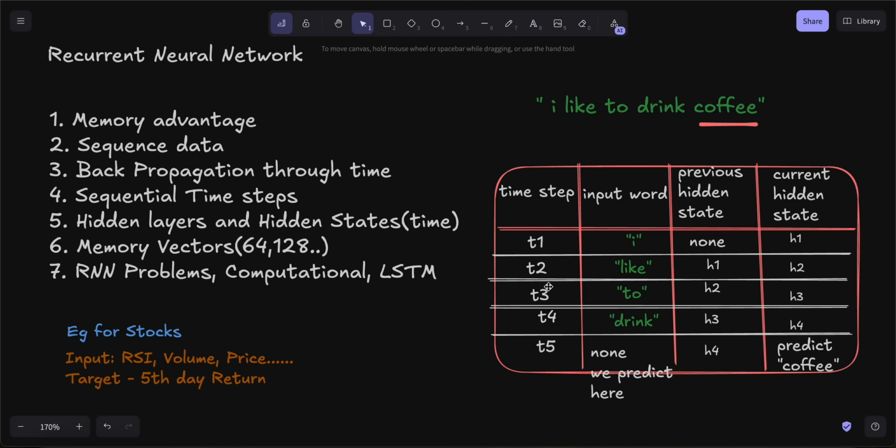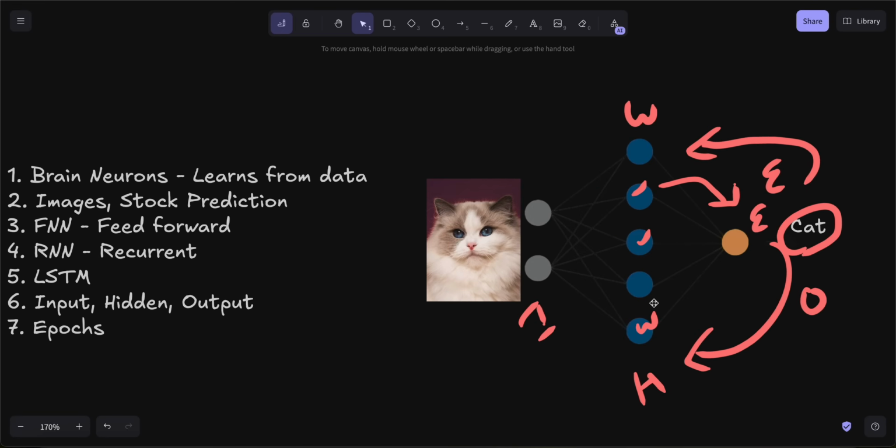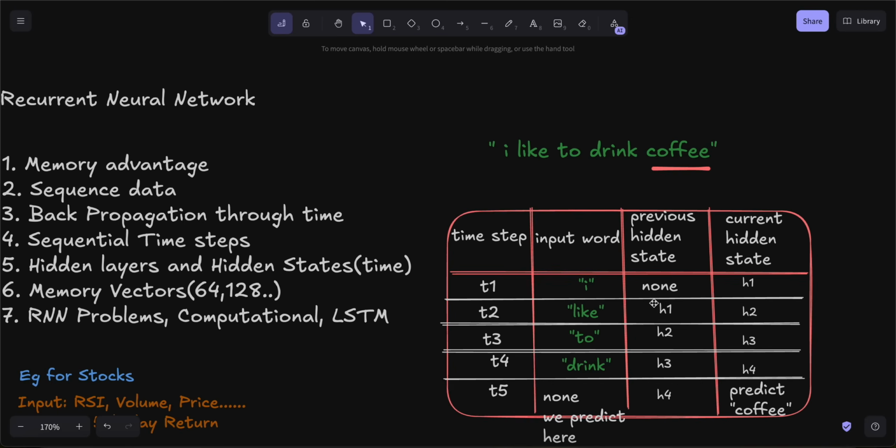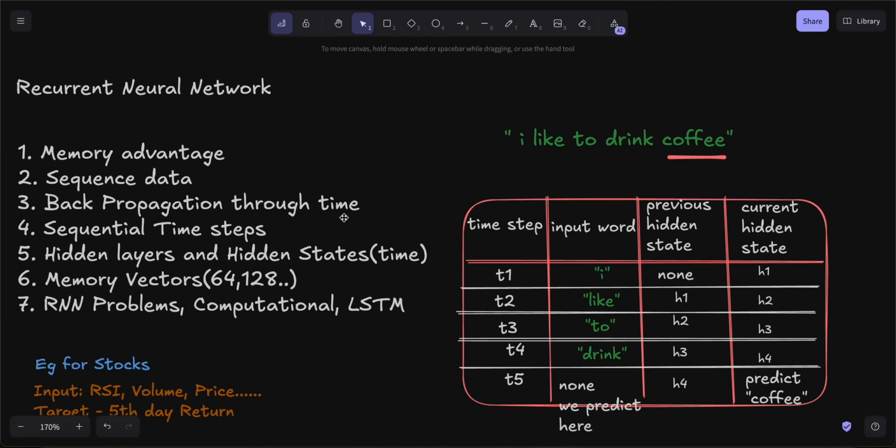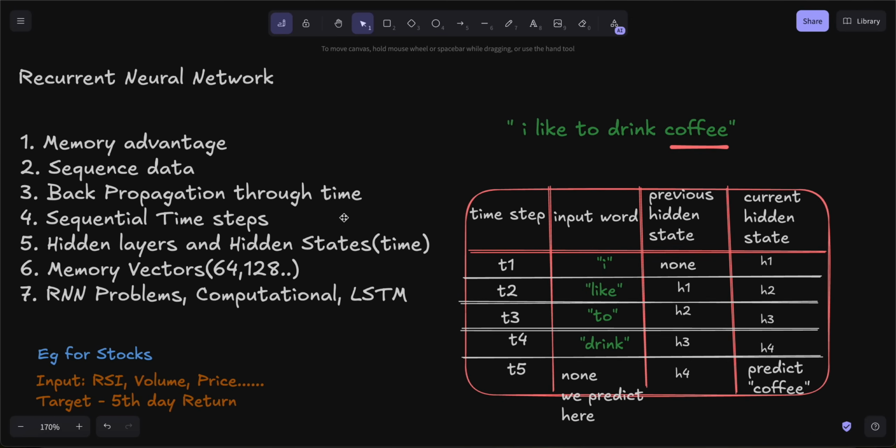And then at time t3, we've got "to". And then it got the previous hidden state of h2, and then it got a new current hidden state of h3. So again, it is carrying over that memory, which the previous situation of a cat didn't have. In this case, because of the back propagation through time, the recurrent neural network has got an advantage, and that is the whole idea of the memory advantage. And finally, at t5, we don't have any more input word, and we've got the hidden state of the previous one, h4, and based on that h4's data, we make a prediction that it is coffee.